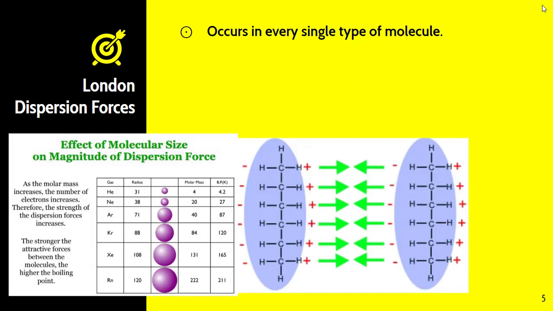Now, keep in mind that London dispersion forces occur in every single type of molecule because, well, all molecules and atoms have some form of electrons. Now, if you take a look down here at the bottom, as the molar mass increases, the number of electrons increases. Therefore, the strength of the dispersion forces will increase. If you look down going to the noble gases, you can see the size of the atom increasing, and therefore the London dispersion forces will increase as well. The stronger the attractive forces between the molecules, the higher the boiling point. So you can see the boiling point increasing as the radius and the size of the atom increases as well.